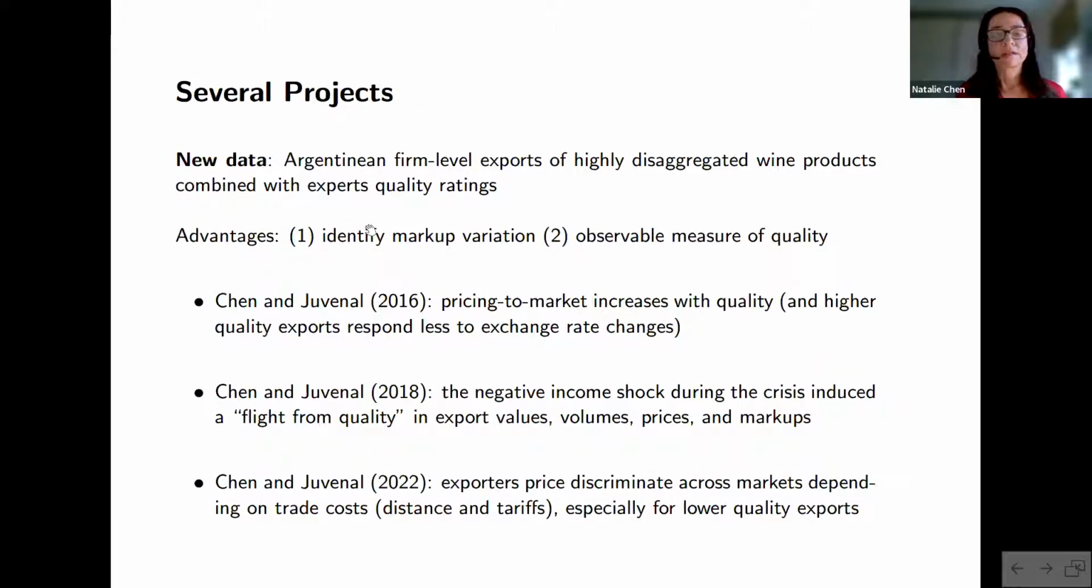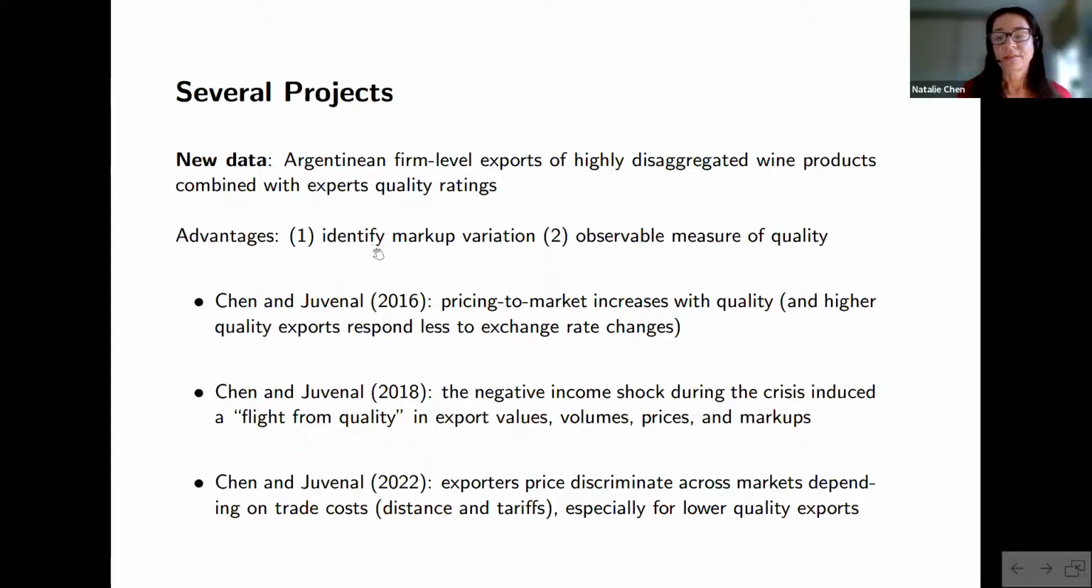Together with my co-author, Luciana Juvenal, who's actually attending today, we have collected a new data set on Argentinian firm-level exports of highly disaggregated wine products. And we have combined this data with experts' wine ratings as a measure of quality. So this new data set offers two main advantages.